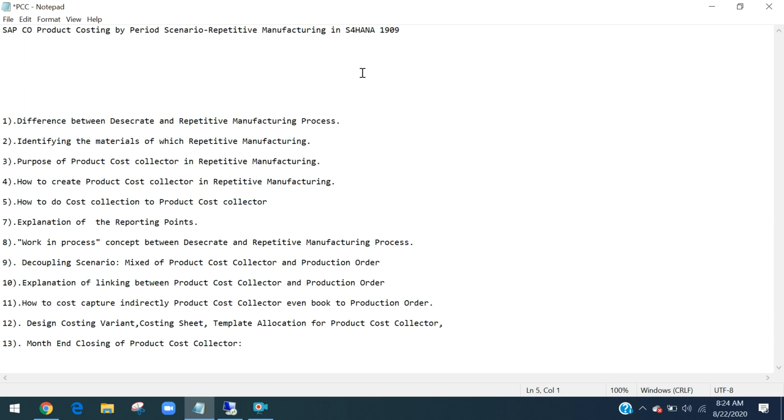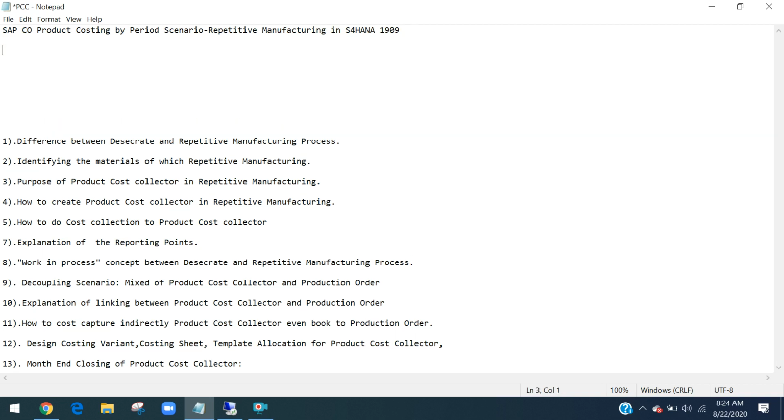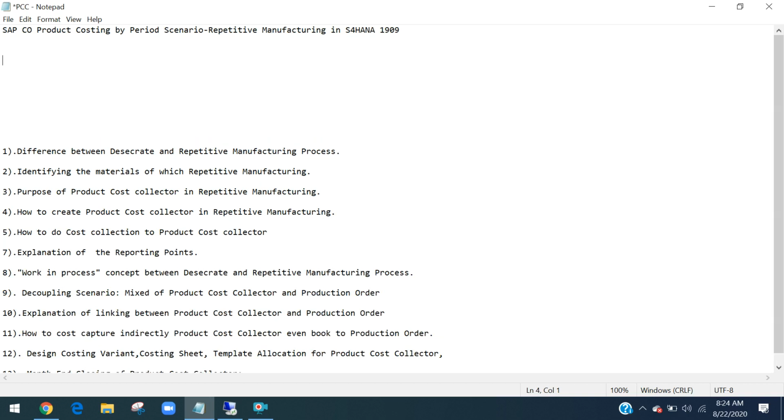What is the meaning of a repetitive manufacturing process? What is the difference between repetitive manufacturing and discrete manufacturing process? Discrete manufacturing means you are frequently changing the bill of material and routing. The BOM and routing combination is called product costing in SAP terminology, and in normal terminology also.